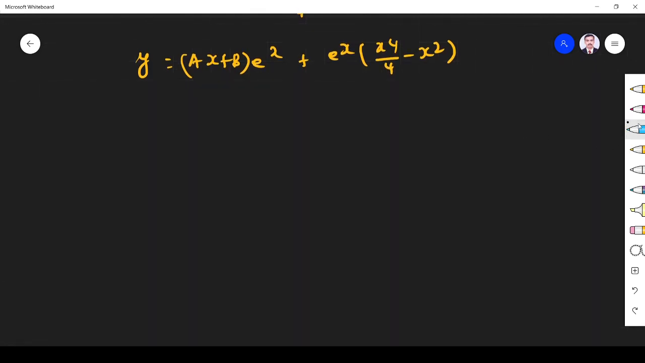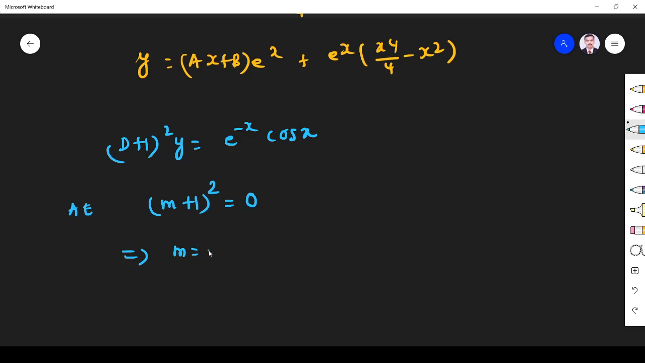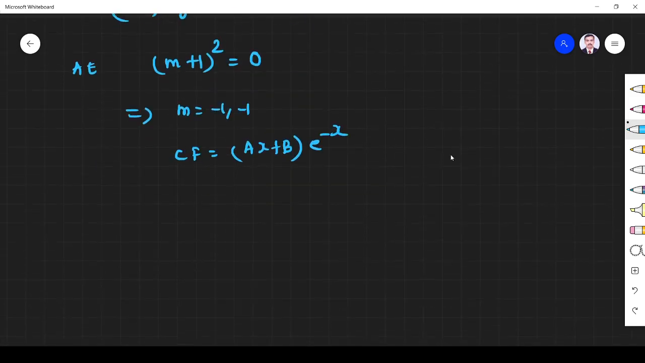Let us solve one more problem for type 4. (D plus 1) whole squared y is equal to e^(minus x) cos x. You see it is e^(ax) into f(x) format, so type 4. First we write the auxiliary equation: replace D by m and make the left side equal to 0. If you simplify, what you get is m is equal to minus 1, minus 1. So two real and equal roots, so CF is equal to (ax plus b) into e^(minus x).